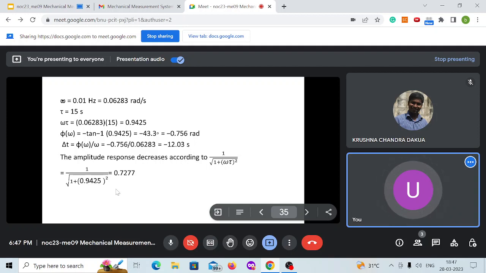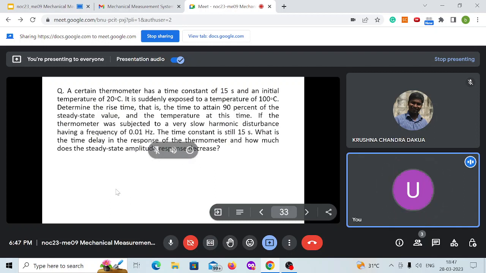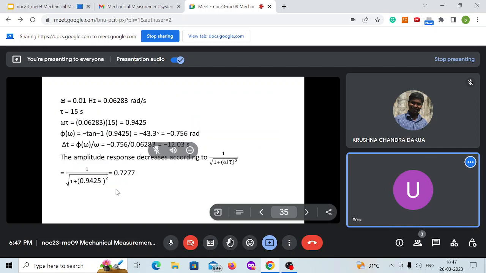Then we have also been asked to find the time delay. We have found the phase lag. Time delay is phase lag divided by omega. So phase lag is 0.756 and omega is 0.06283. We substitute that, and we get 12.03 seconds.